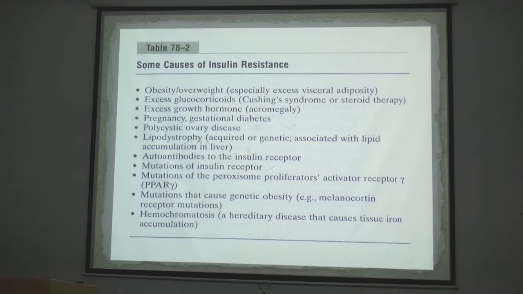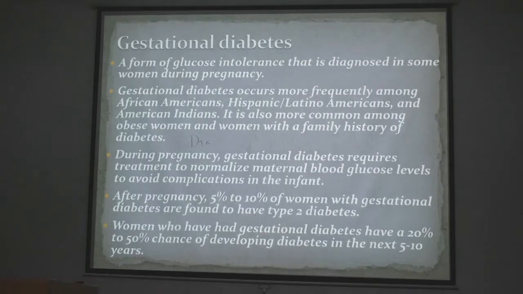Excess growth hormone, acromegaly, pregnancy, gestational diabetes, polycystic ovary disease, lipodystrophy, autoantibodies to the insulin receptors, mutations of insulin receptors, mutations of the peroxisome proliferator-activated receptor gamma, alpha. Mutations that cause genetic obesity, hemoglobinopathies, that is called bronze diabetes. These all are the causes of insulin resistance.